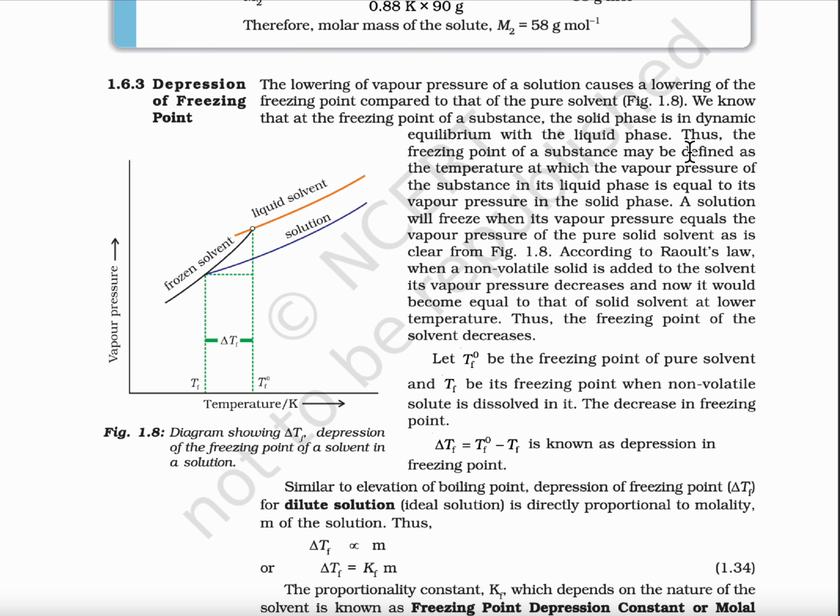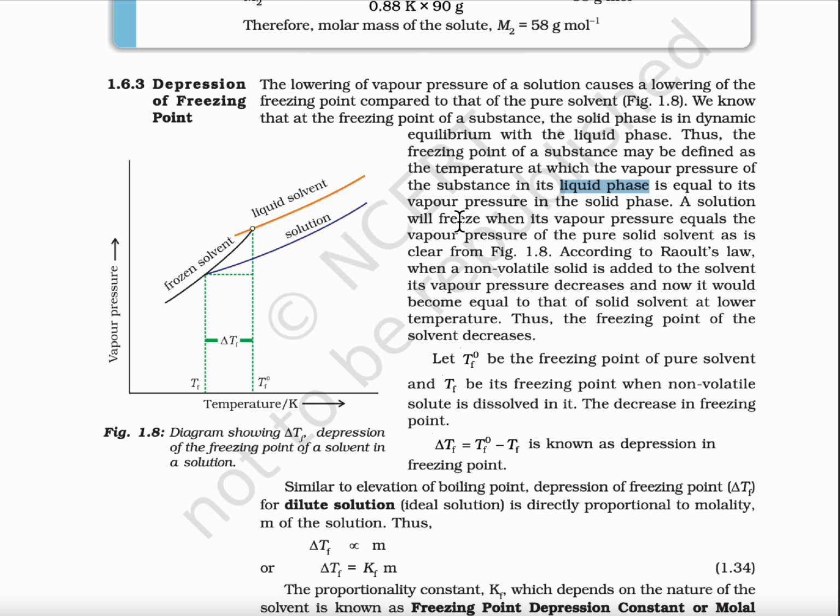So, what is freezing point? It can be defined as the temperature at which the vapor pressure of the substance in its liquid phase is equal to the vapor pressure in the solid phase, because the solid phase and liquid phase are in dynamic equilibrium. So their vapor pressures also will be equal at that particular temperature. We call that temperature the freezing point, and at that temperature the liquid will freeze into the solid.